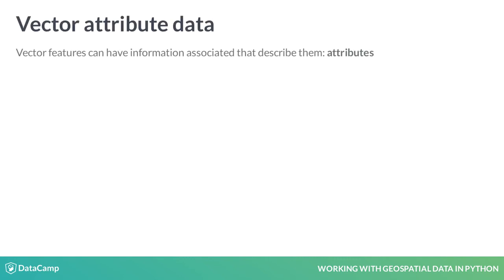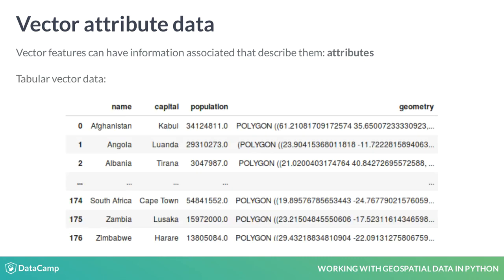A last important concept of this first video are the feature attributes. Typically, we will have information about our vector features. Using the country polygons as example, we could have information about the name of the country, its capital, population number, etc. When we have a collection of such features, for example, all the countries in the world, combined with its attributes, we end up with a table. This is the kind of data that will be used in this course.